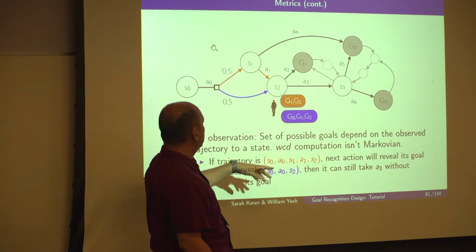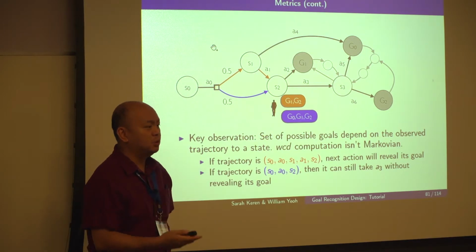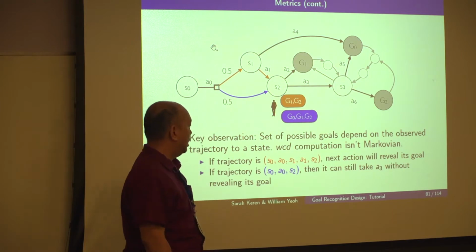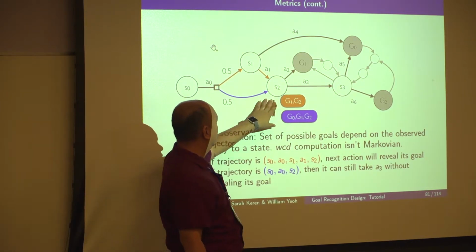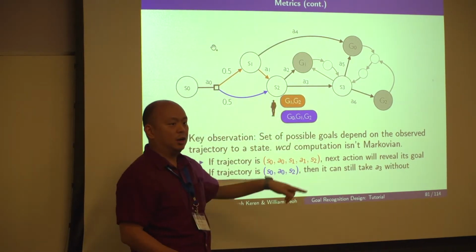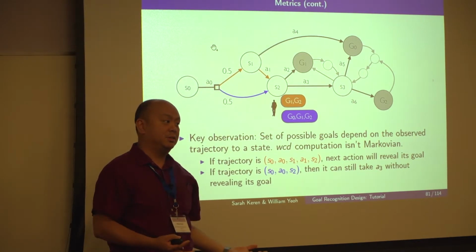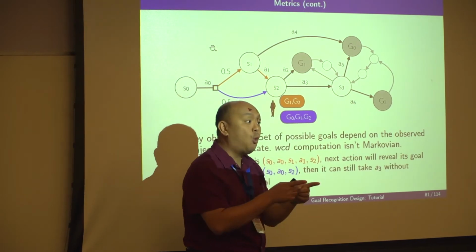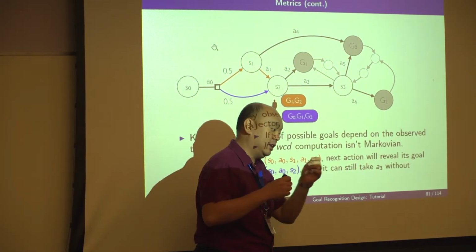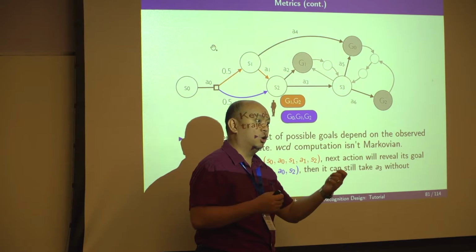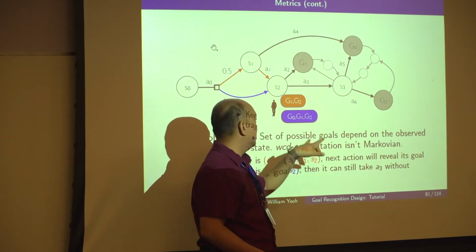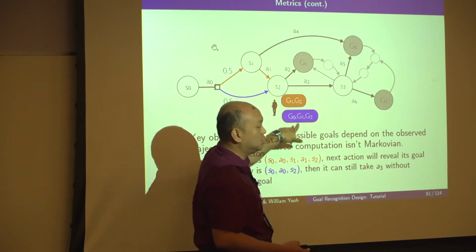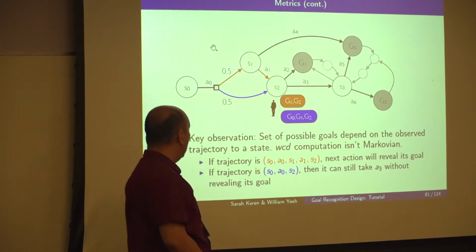So in this scenario, now we talk about how you actually compute WCD. This defines WCD. How do you actually compute it? Like I talked about earlier, the set of goals over here is not Markovian on the original state space. And WCD depends on this set of goals, because if this set suddenly becomes 1, then that's an action that resulted in the goal being clear, right? So if the set of goals is greater than 1, the cost of this path needs to be included in the WCD computation.